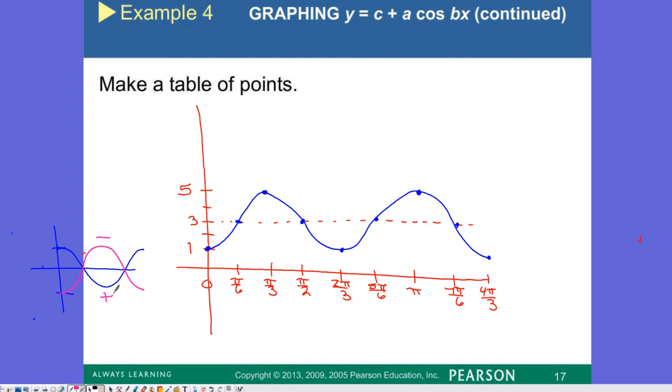What if the amplitude was positive? Would it still go down? No, if the amplitude was positive, I would start here, for this one right here. So if the amplitude was positive, I would start here and it'd go this way. So it would look like this. Okay? Kinda? Yeah. Other questions?